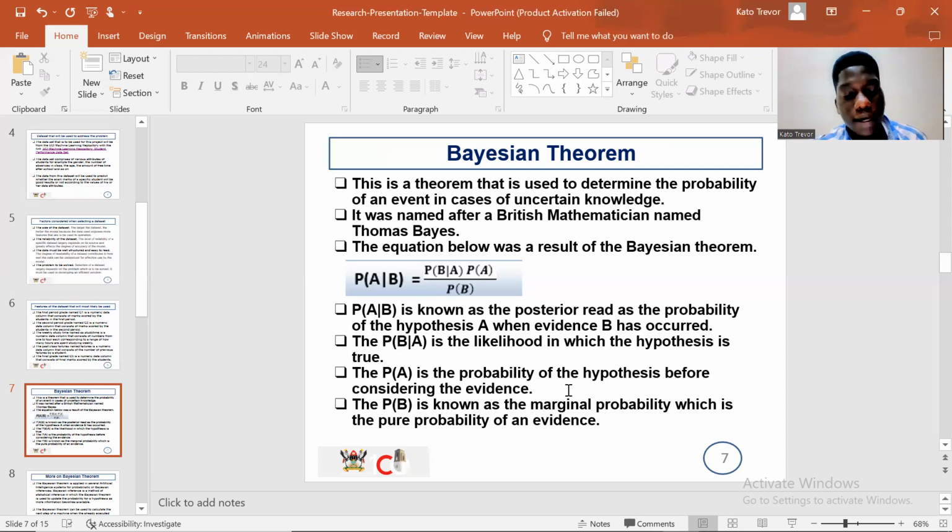Hypothesis is like an assumption event. That's what I would call it. Then the probability of B is known as the marginal probability, which is the pure probability of an evidence. You can use the Bayesian theorem for assuming a certain event.